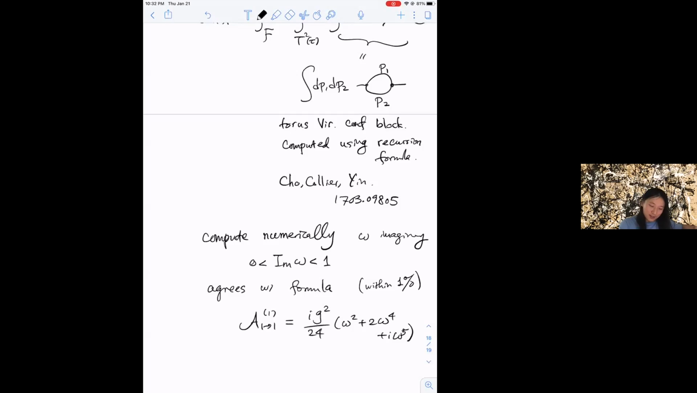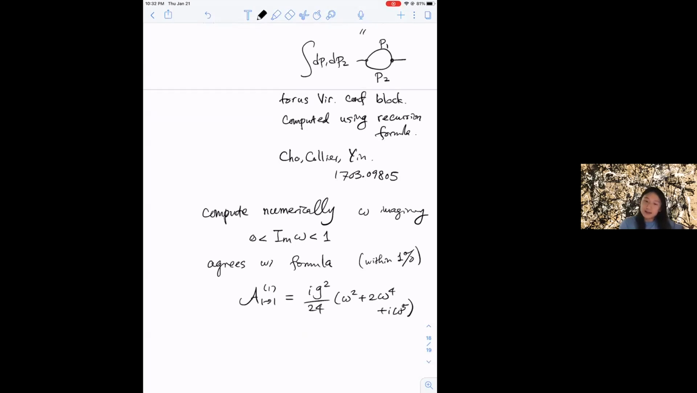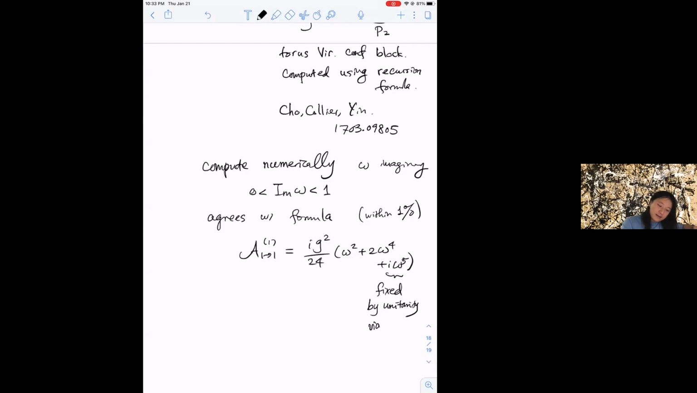But I haven't told you where this comes from. Let me just end by saying that this last piece, which is what we call the imaginary part of the amplitude, where the T amplitude is minus i times A, so the imaginary part of T is the real part of A, this is the last term here. So this actually is fixed by unitarity via the cut like this.